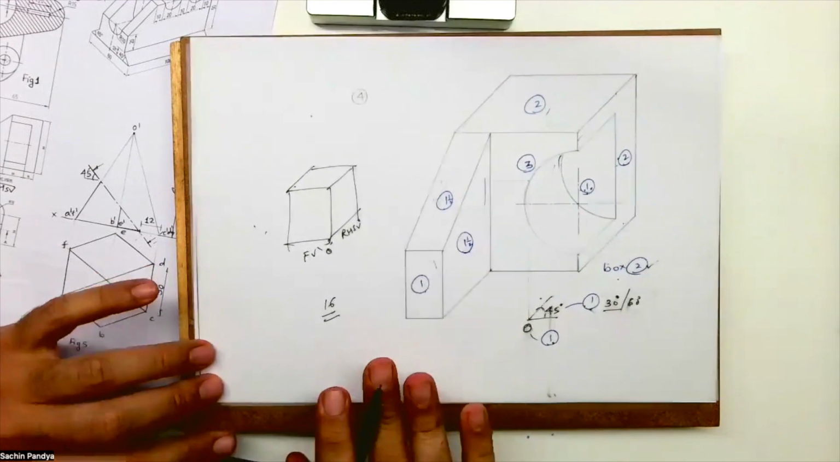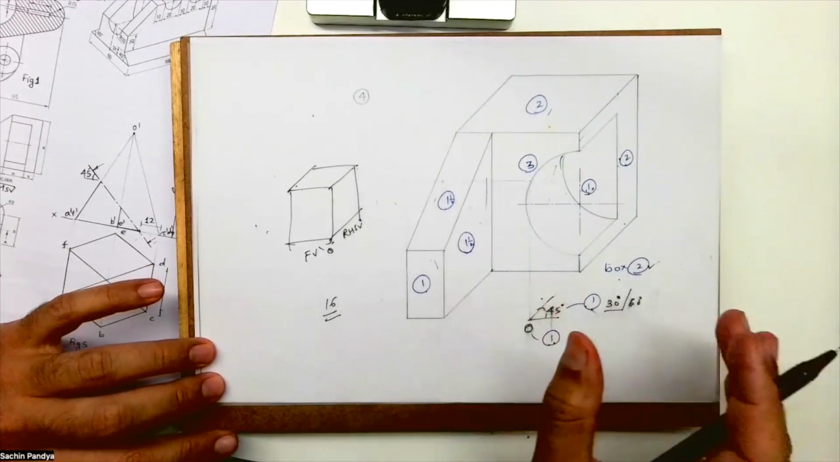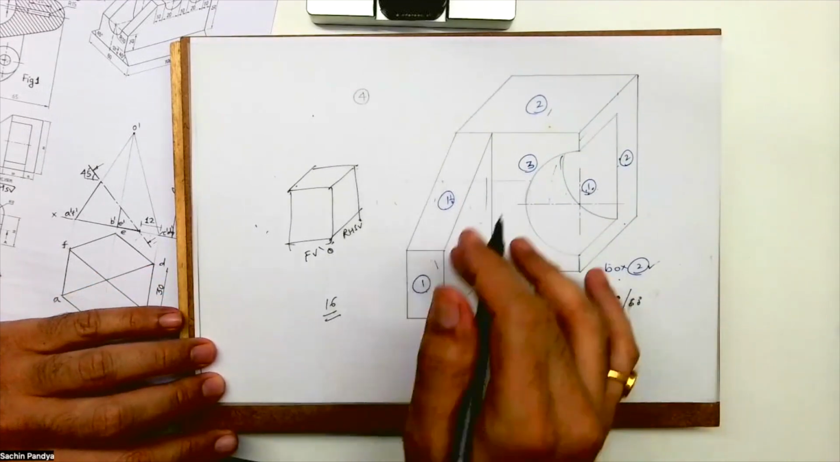So I hope you people have understood. So just check how you have done it, and according to that, you can cross check.